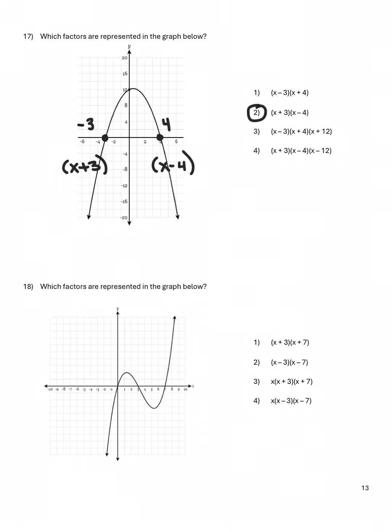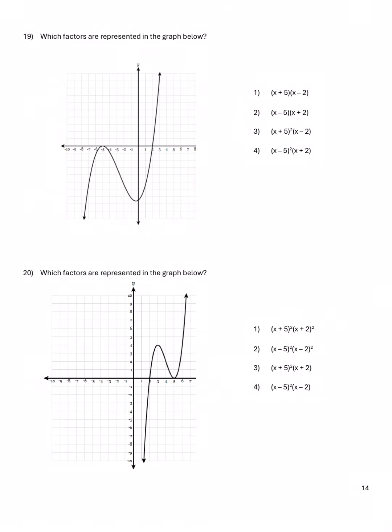Okay, let's look at one example on the next page, and then that's it for this video. So on page 14, let's just look at the one on top, number 19. Which factors are represented in the graph below? So the same thing, let's look at the zeros. We have a 0 right here at x equals -5. And we have another 0 right here at x equals 2. So that tells us our factors are going to have the opposite sign. So the factors will be x plus 5 and then x minus 2. Remember, if these are zeros, the factors have the opposite signs.